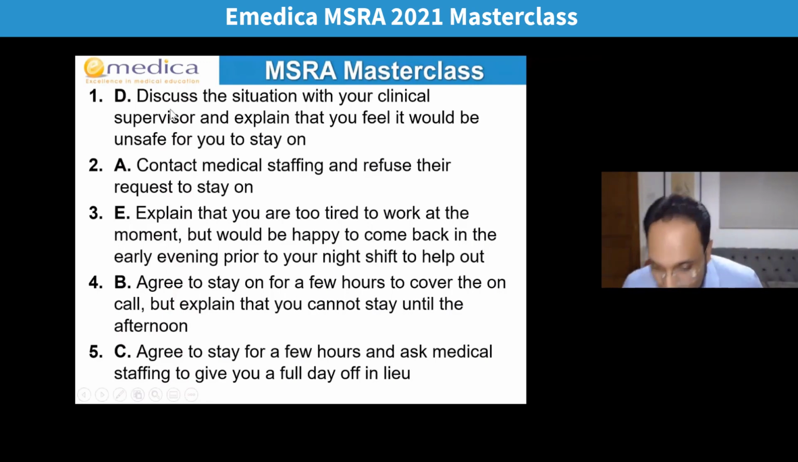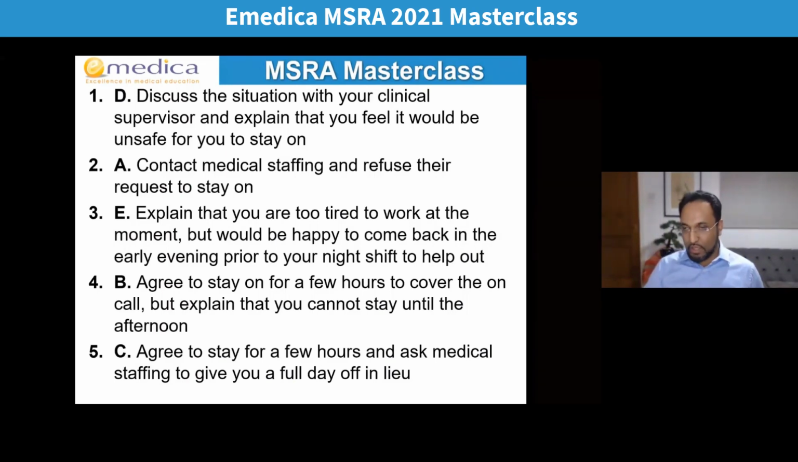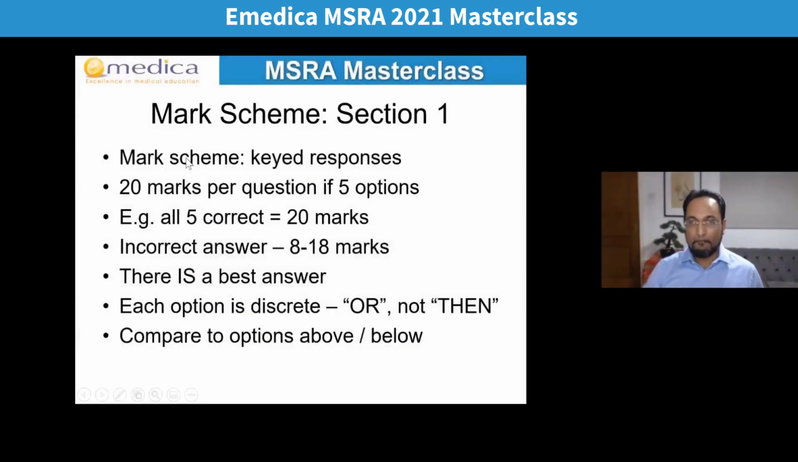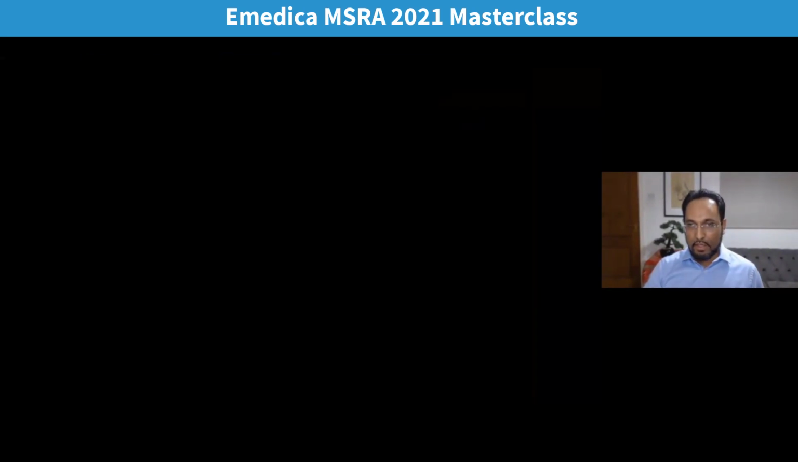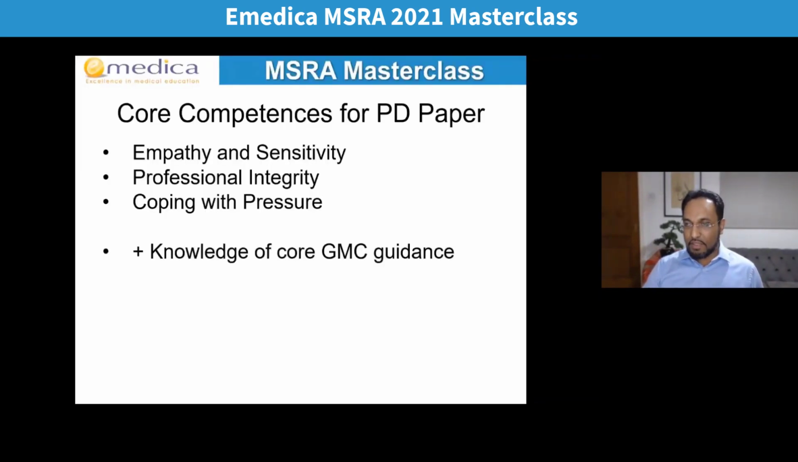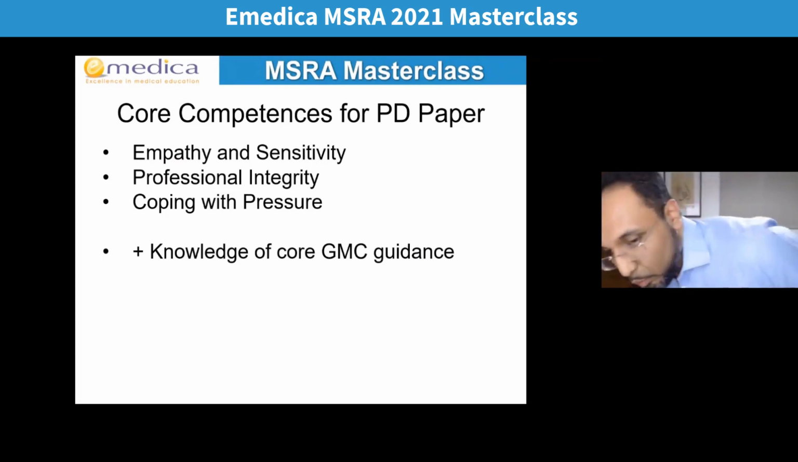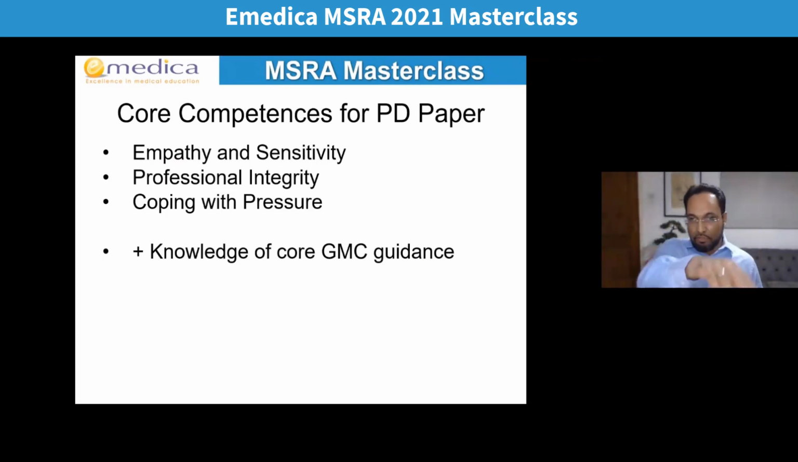Why is that? Well, it's really important you map back to those domains. Remember those 3 domains in the SJT? Just go back to show you the slide. Empathy and sensitivity, professional integrity, and coping with pressure. We don't have time today, but each of these is broken down into loads of subdomains, and specific questions will be mapped to testing specific subdomains. But part of empathy and sensitivity, for example, is thinking about how other people would feel about different scenarios.